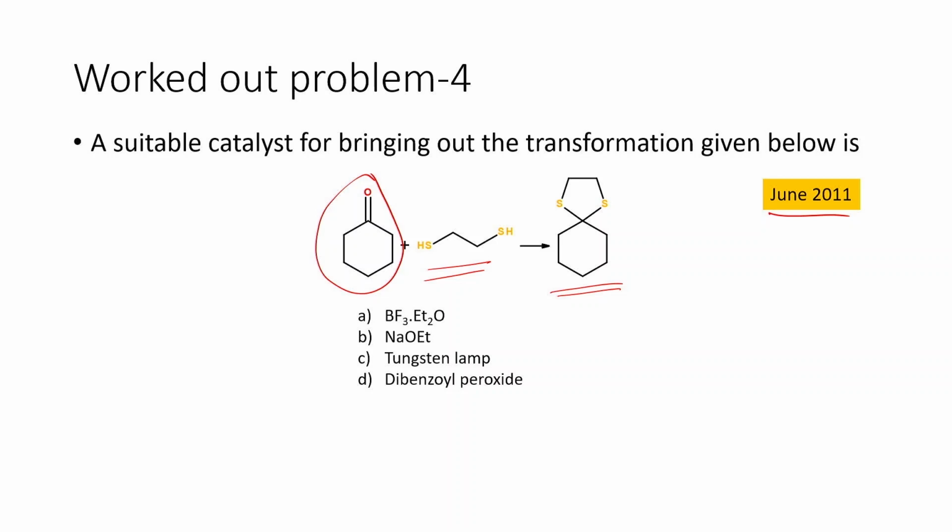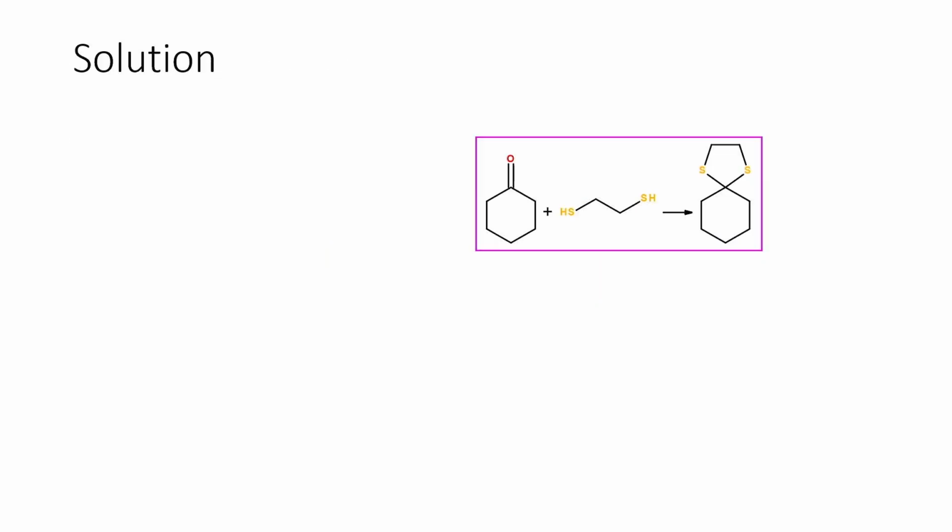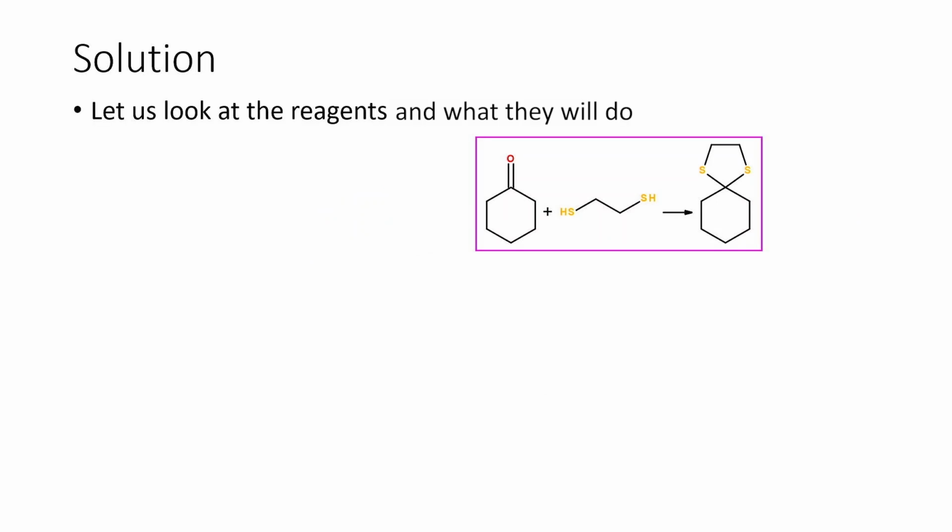Here, if you look, a water molecule is lost in this reaction. So this is one hint or clue which is given. Based on that, we have to find out which reagent will be used. Four different reagents are given: one is BF3 etherate, the second is sodium ethoxide, the third is a tungsten lamp, and the fourth is dibenzoyl peroxide. Before we work out the actual reagent, let us look at what the individual reagents do.